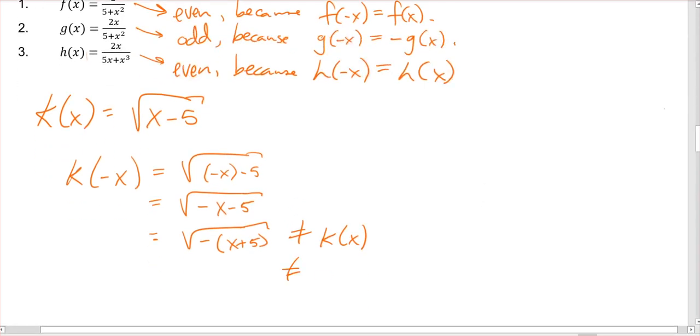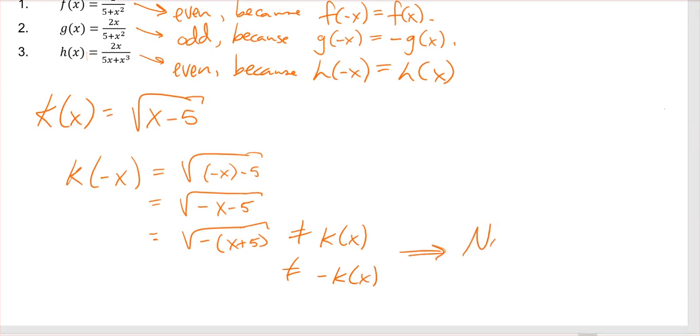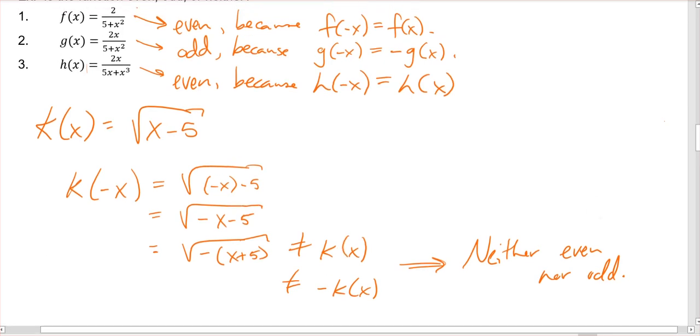And it's also not the negative of what we started with. So we would say that it has neither symmetry. So it's neither even nor odd. Neither one, right? Because it's not the function we started with, and it's not the negative version of the thing we started with either. A really common error to make here is to plug in particular values for x.